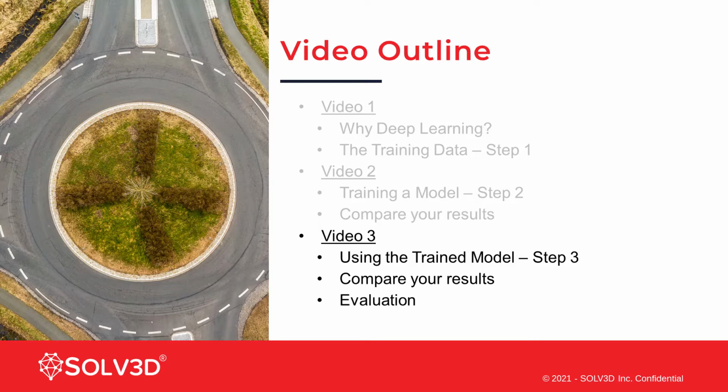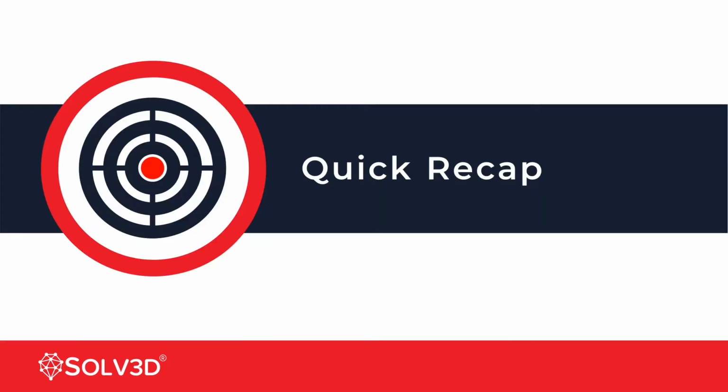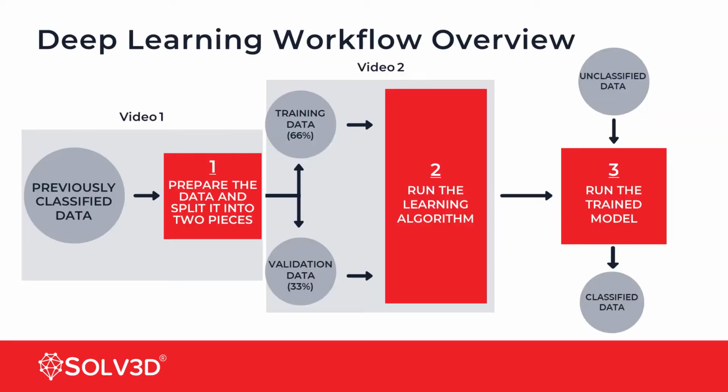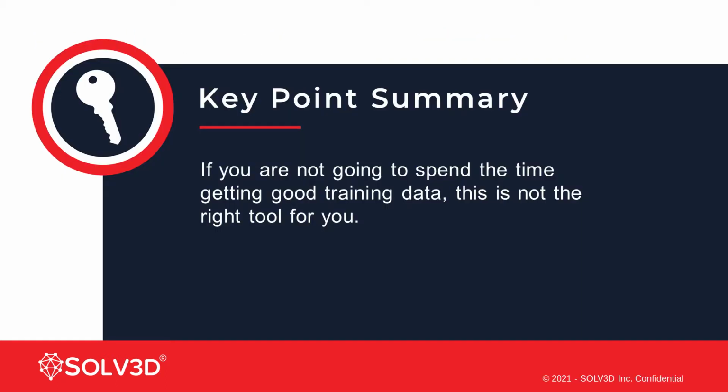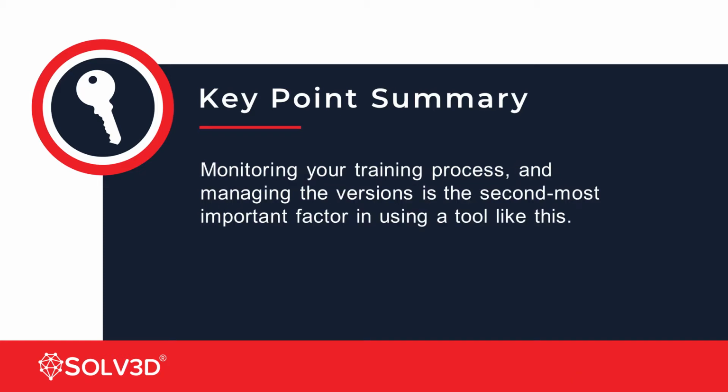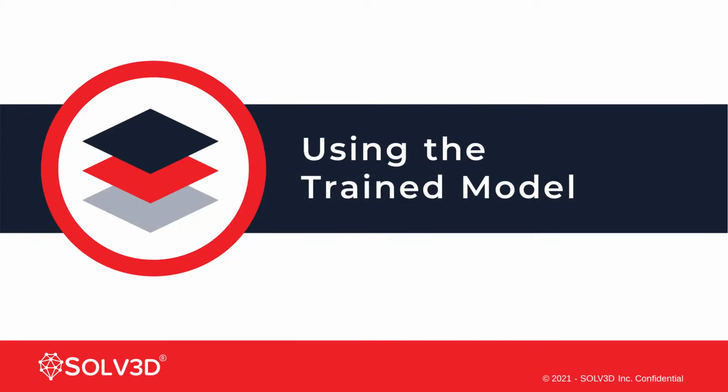Before we get into it too far, though, Scott, were there any questions or any critical things that came up that you'd like to do a quick recap of? Yeah, let's do a quick recap. So in video 1, of course, as we talked about, we prepared the data and we split it into 2 pieces. We talked a lot about the importance of the quality of that data for training. In video 2, we showed everybody how to run the learning algorithm on that training and validation data to generate the trained model that we're going to talk about here. Perfect. So yeah, let's talk about using this trained model then, Brad, and how do we go about using it?